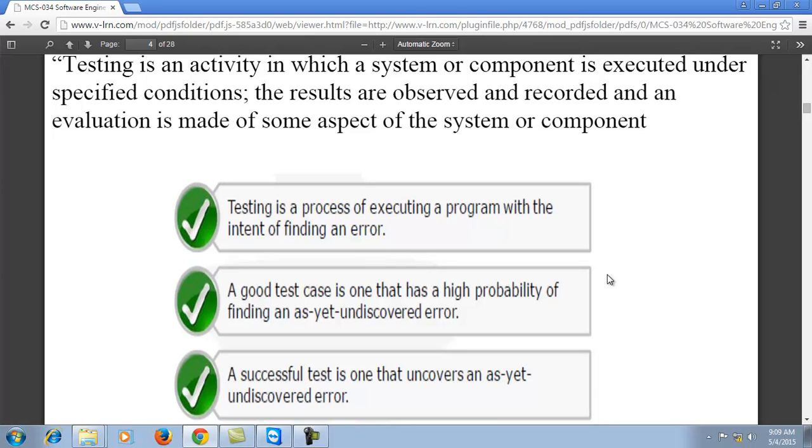again you have to prepare a good test case. A successful test is one that uncovers an as yet undiscovered error. और अगर आपको ऐसे टेस्टिंग करते समय आपने एक ऐसा एरर फाइंड आउट कर लिया है जो अभी तक किसी ने डिस्कवर किया ही नहीं था, तो you have conducted a successful test, right? So again testing is such an activity जो आप किसी स्पेसिफाइड कंडीशन को चेक करने के लिए करते हैं.